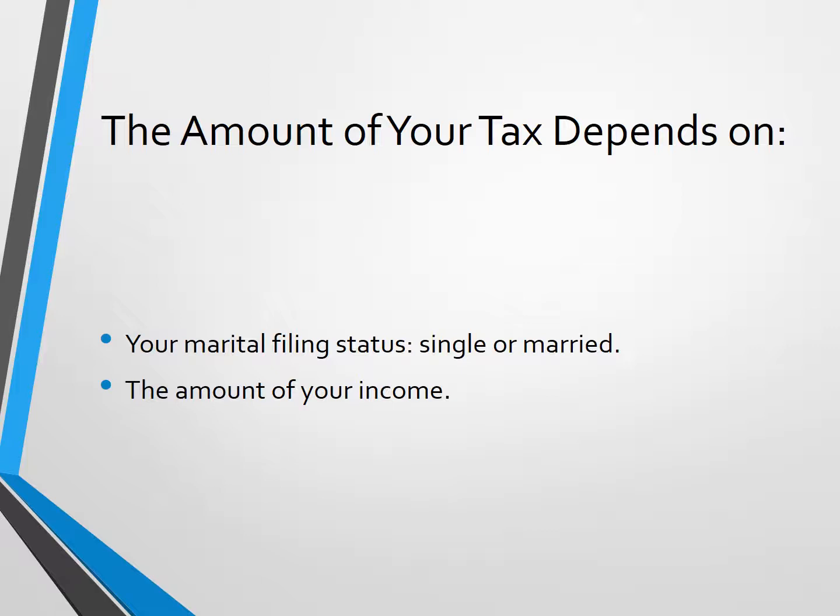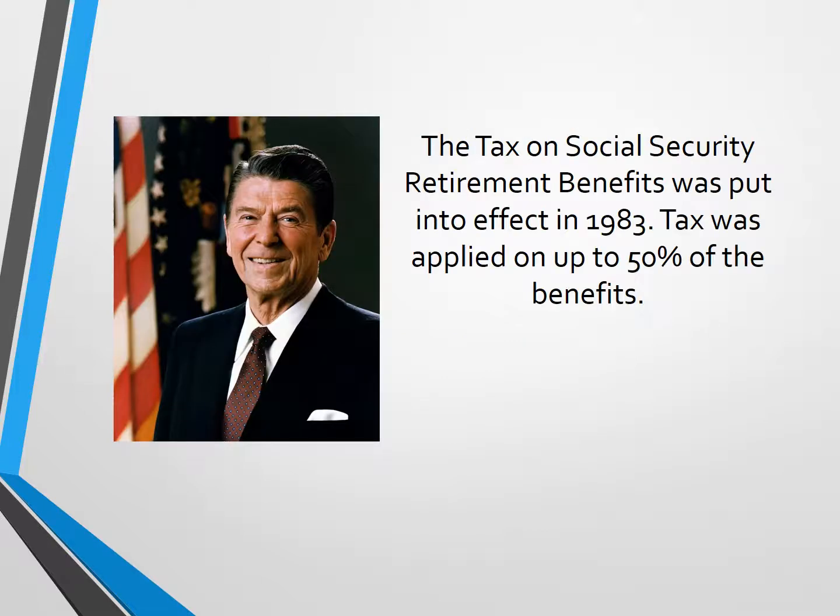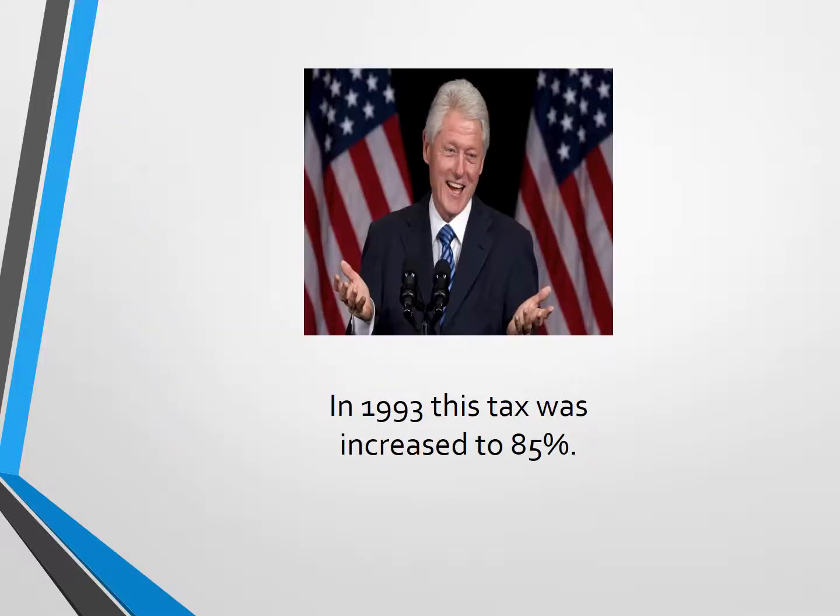So the amount of the tax depends on two things: your marital filing status, if you're single or married, and the amount of your income. The tax on Social Security retirement benefits was put into effect in 1983. Tax was applied up to 50% of the benefits, and we can thank President Ronald Reagan for that. And then President Clinton decided that 50% wasn't enough, and he decided to increase that tax up to 85%.